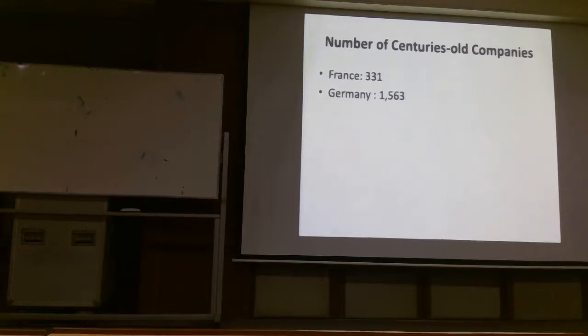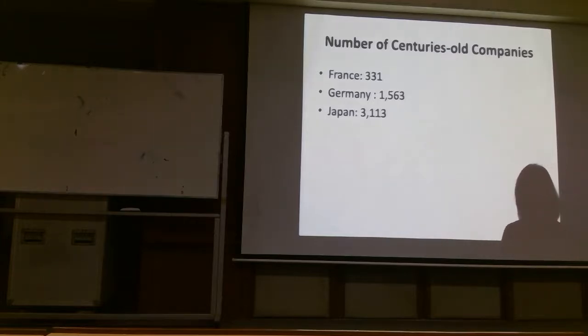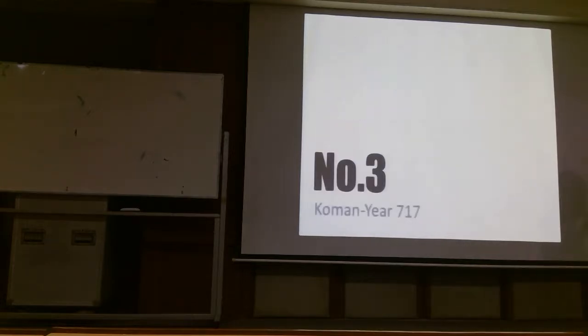The answer is 3,100 companies. But this is from the English research, the Western research. If you take a look at the Japanese data bank, it claims that they have 21,000 companies that last more than 100 years. So it's pretty long. So Japan, we could claim that Japan is a country that has the highest rate of sustainable business. And why did I tell you this number?